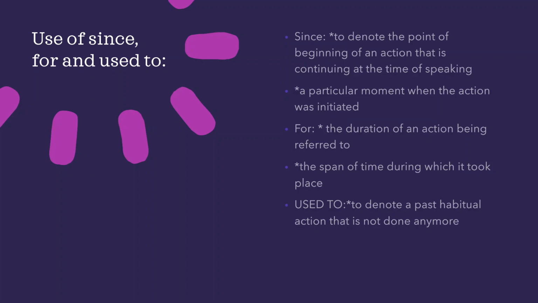Now let us come to used to. It is used to denote a past habitual action that is not done anymore. For example, I used to play cricket in school. Here the verb used to tells us about my habitual action of playing cricket in the past. By reading this sentence, we also come to know that probably I'm out of school now and I do not play cricket for the school.